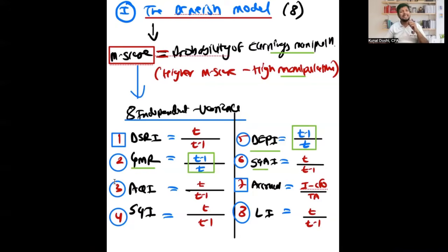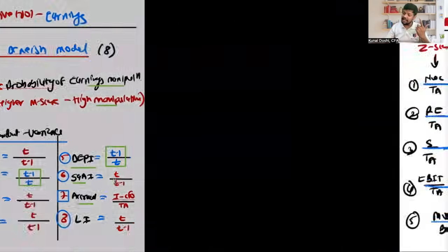Correct? Then selling, general and admin expense index, accruals, or leverage index. All of these, if they are increasing compared to the previous year, indicate increased pressure, and that means there is a higher chance of manipulation. This is your M score using the Beneish model. It tells you whether the probability of manipulation is higher or not. Remember, the Beneish model depends completely on accounting data, and the management knows this, so they can actually game it. Understood? So that is the disadvantage of the Beneish model.